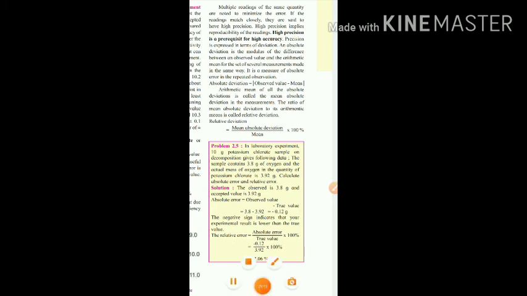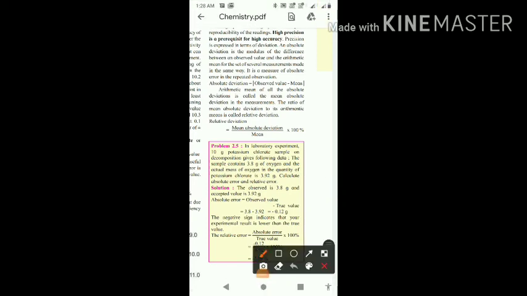In order to calculate absolute as well as relative error, we have to use a simple formula. For absolute error we use observed value minus true value. In our question, observed value is 3.8 gram, because it is given in the laboratory experiment, and in an experiment there is always importance to observation. So the sample contains 3.8 gram of oxygen, which means it is the observed or measured value. True value is 3.92, which is also given here. According to the formula, absolute error equals observed value minus true value, and when we solve it we get 0.12 gram. So this is about absolute error.